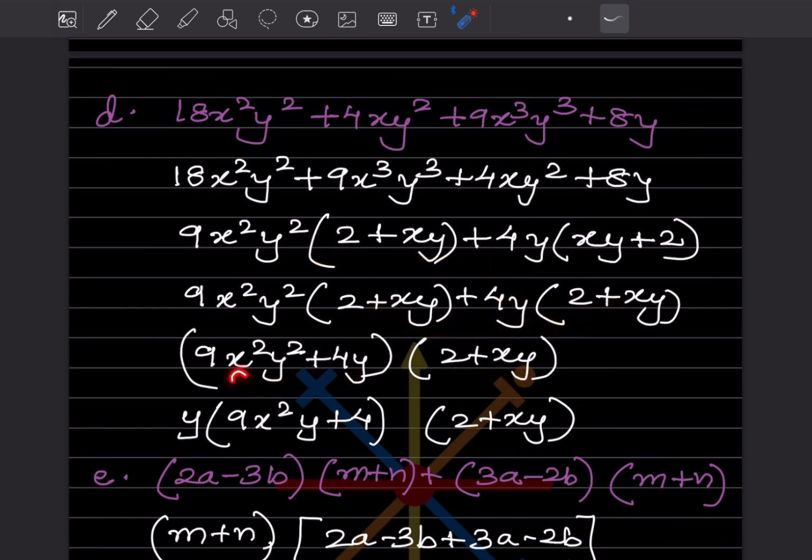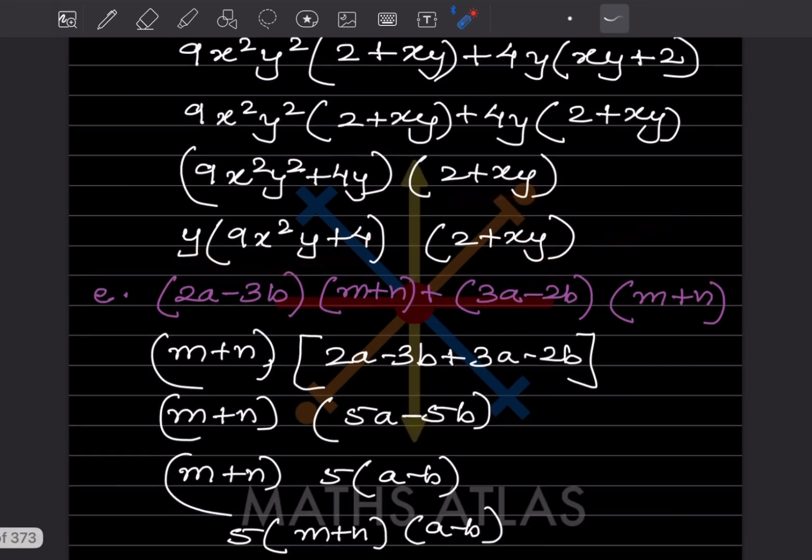Now again in this one we can see that y is common here. This is 9x square y square, so we arrange this as 9x square y square, and plus 4y, this is going to be plus 4y, and this is the same. So this is the answer.